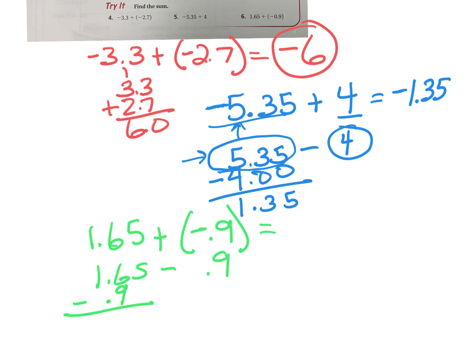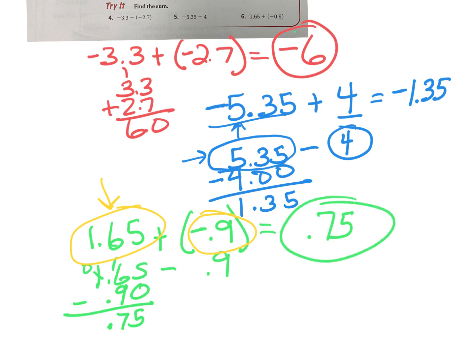1.65, subtract 0.9. I have to line up my decimal points. 5 minus 0 is 5. Then I borrow from there, bring that over, and that is 7. And then I bring my decimal down. So 0.75. But because they're different, I have to decide, is it negative or is it positive? Well, the absolute value of this one is 1.65. The absolute value of this one is 0.9. So this one is the bigger one, and it is a positive. So then I go with my answer of 0.75.